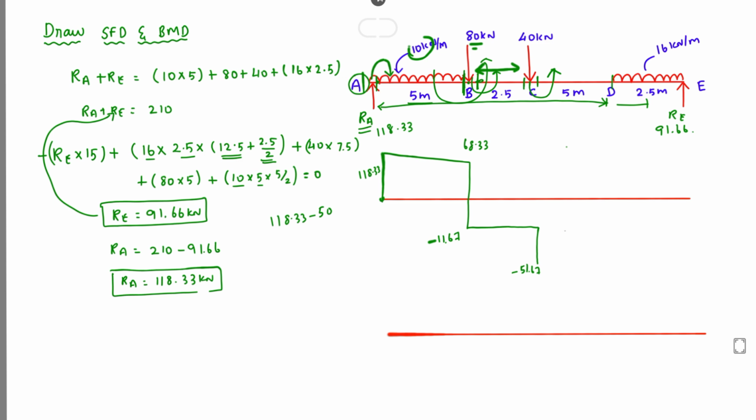Now next thing is we can take the D distance. At D we have no forces over here, so till D, that is 51.67. Okay, next thing is we can take E at the left side.